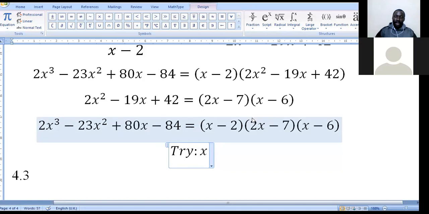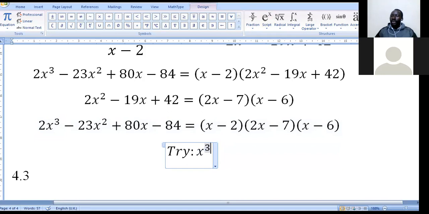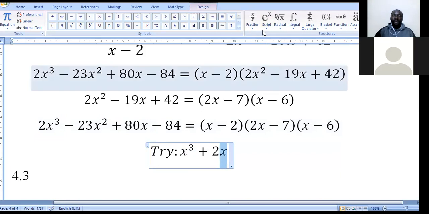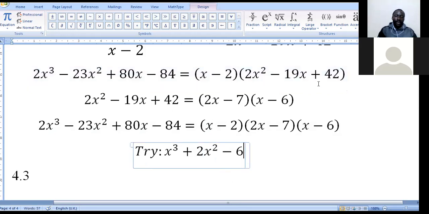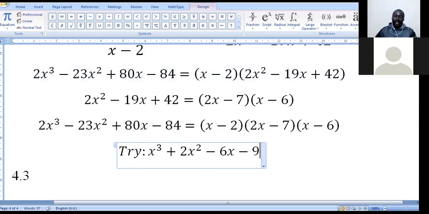There is this question, which is x cubed plus 2x squared minus 6x minus 9. That is minus 6x minus 9. Okay. I need you to try that.